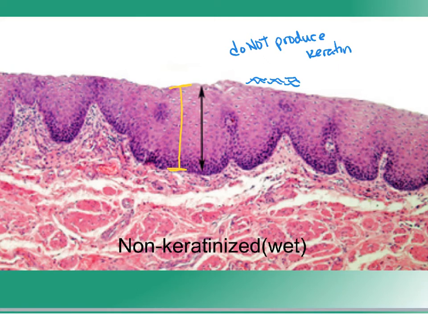Well, a non-keratinized or a wet epithelium would be found on what we refer to as mucous membranes or wet membranes. So this type of tissue could be found inside your mouth or lining the vagina. But they're both stratified squamous nonetheless.